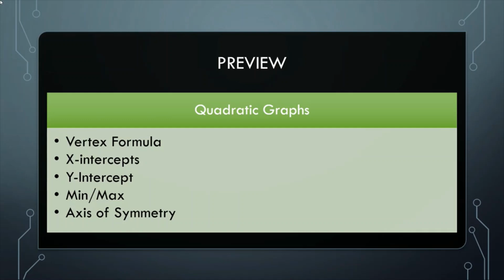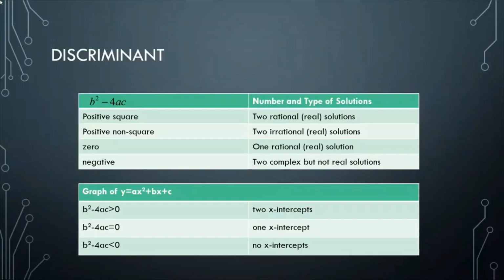Now, something that's very important to quadratic graphs is figuring out how many x-intercepts you have. So you can figure that out by using what's called the discriminant. The discriminant is b squared minus 4ac. Now, the way that I'm going to use it is I'm going to put it underneath the square root, and then you can kind of see what type of solutions that you have.